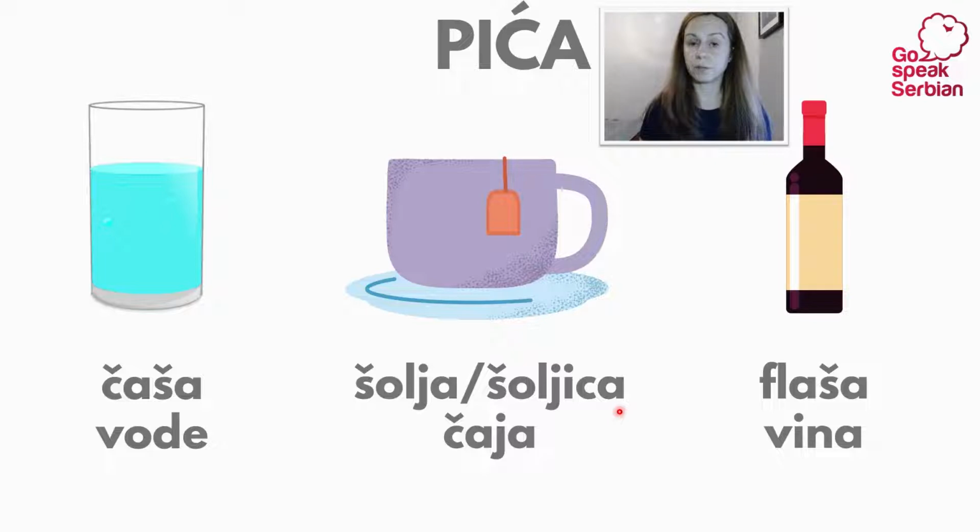And finally, we also have flaša. Flaša is a bottle. Flaša vina, a bottle of wine. Vino is a neuter noun and you can see that the ending in genitive singular is a, same as for masculine nouns. So the good news about genitive is that it has the same endings in singular and plural for both masculine and neuter nouns.